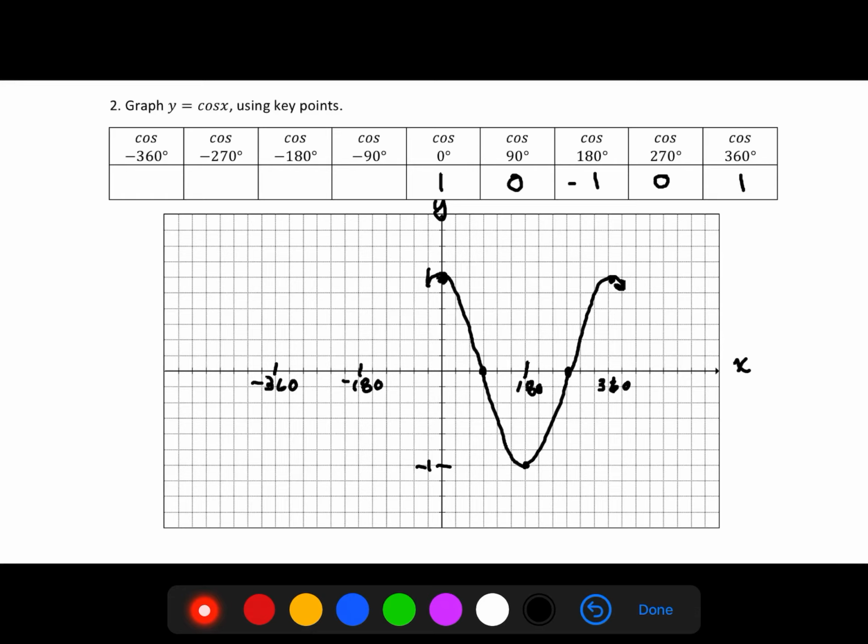And our key points now, going backwards, we can see we're following the same pattern. And again, graphing another cycle of y equals cos x. So again, we can plot those key points very quickly. You want to get very used to those key points and plotting them very quickly to make our graphs.